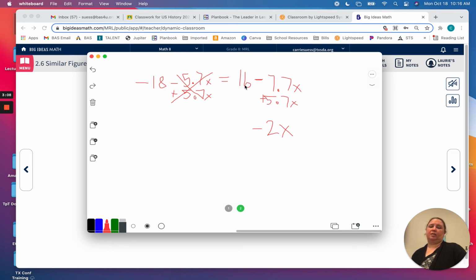Okay, now let's move this 16. Is this 16 positive or negative? Positive. So how do I move it? By subtracting. So negative 16 minus 16. So what is negative 18 minus 16? It's going to go further negative. Negative 34.